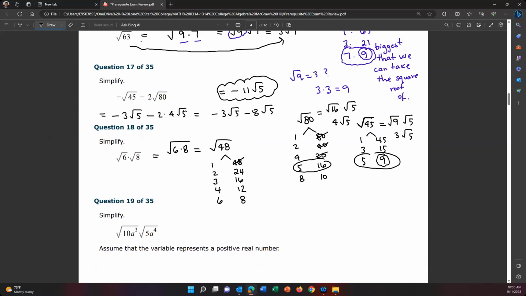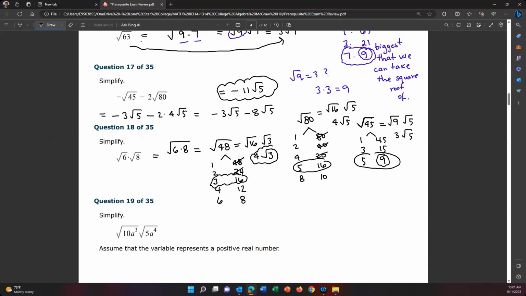24, so close. 5 squared is 25, so close. 16 again, 16 again. That must be it. This must be the right combination that we should use for this example. The square root of 16 times the square root of 3, because the square root of 16 is 4, times the square root of 3. That looks like a funky 3. There we go. That's better.